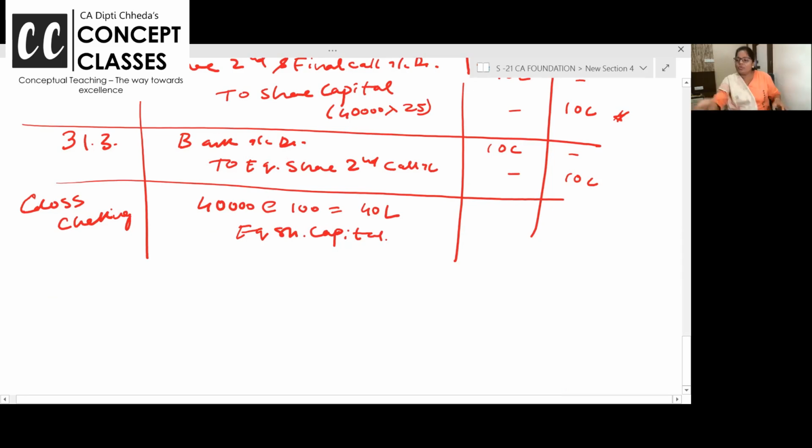Is it clear to you what is the issue entry if it is oversubscribed, or if it is undersubscribed, then what is the entry?